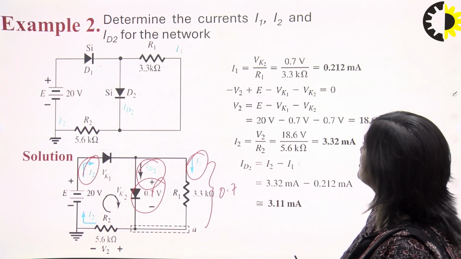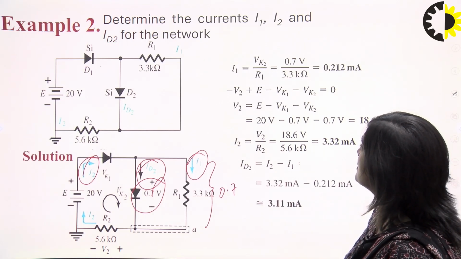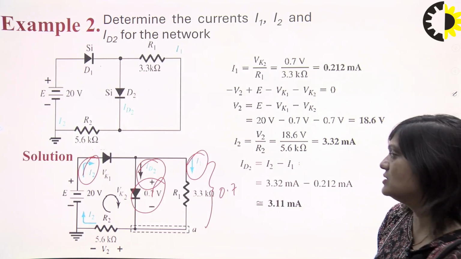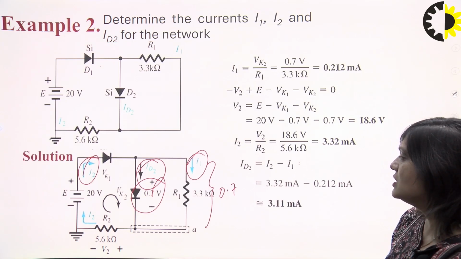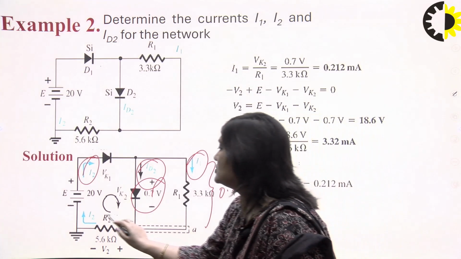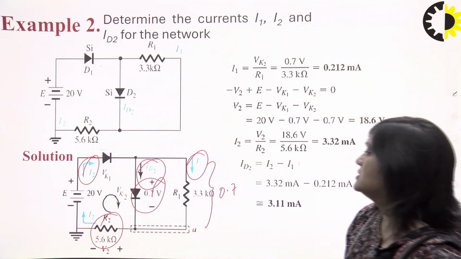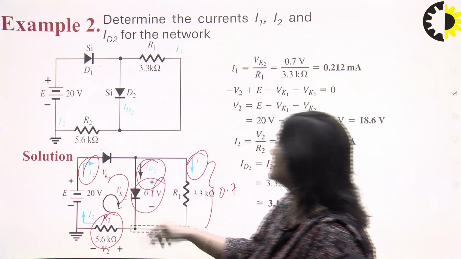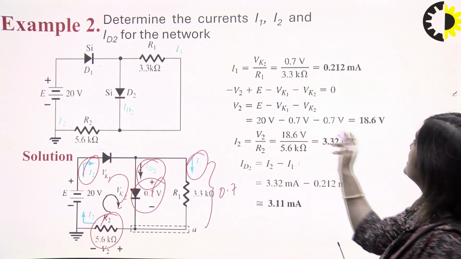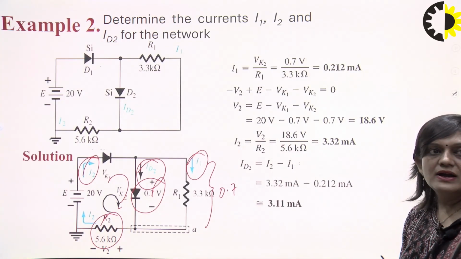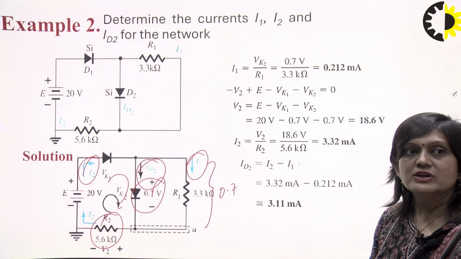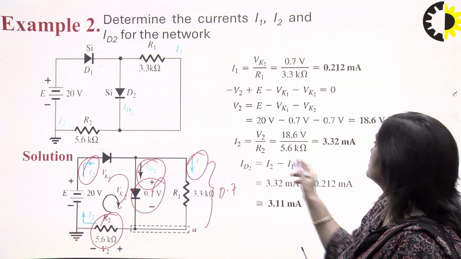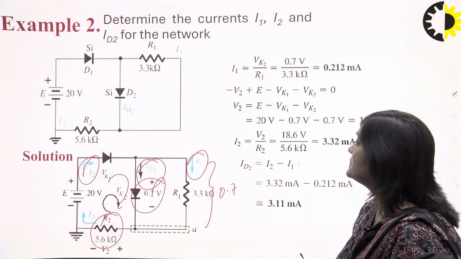And now we can find the value of I2. For finding the value of I2, we have to find the value of V2, the voltage across this part. We have applied KVL here, and we have found the value of V2, that is 18.6 here. And I2 will be V2 divided by R2. It will be 3.32 milliampere.